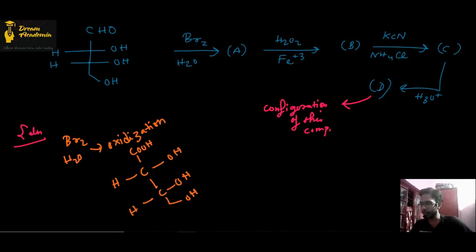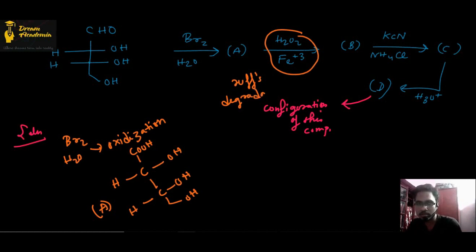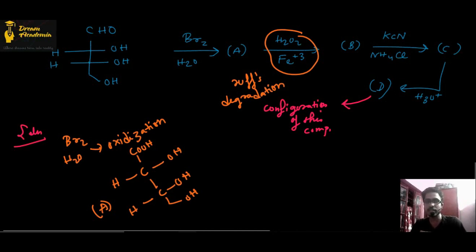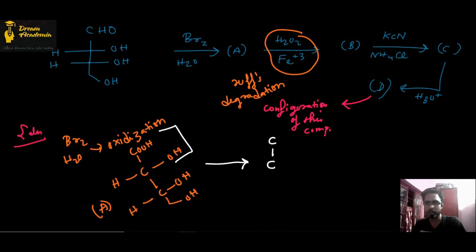So this becomes compound A. Now if we do H2O2 and Fe3+ here, what is this reaction name? This is basically a named reaction, Ruff's degradation. You will learn this in biomolecules. And now what happens, this is basically a step down process because here one carbon is lost. Basically this group is lost and CHO comes in this place.